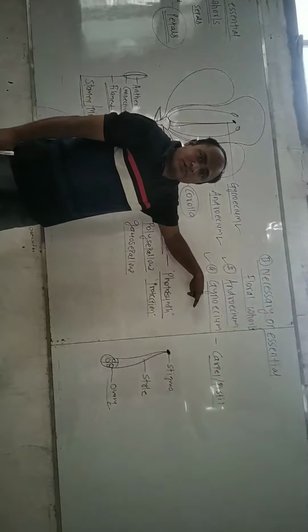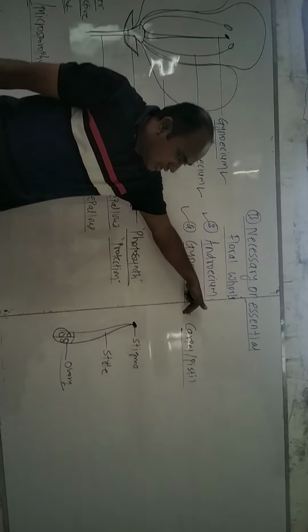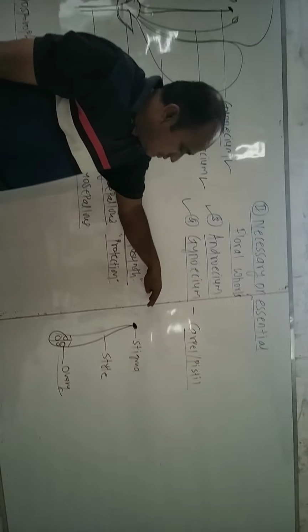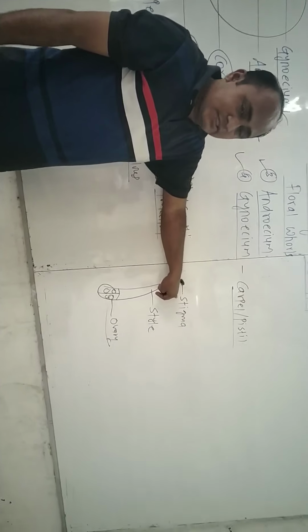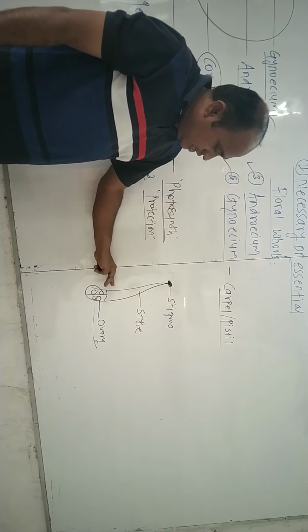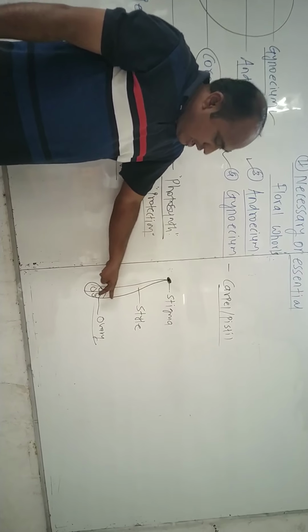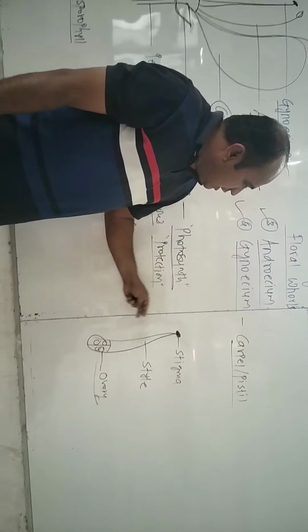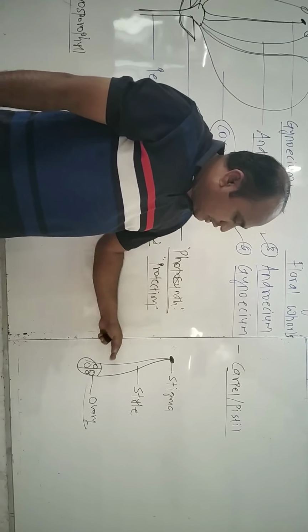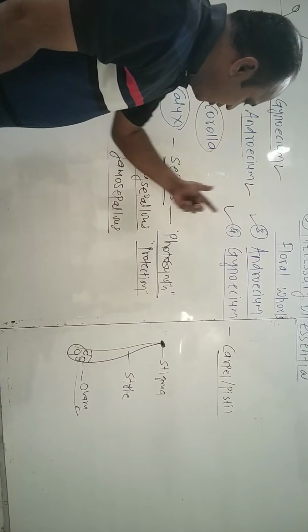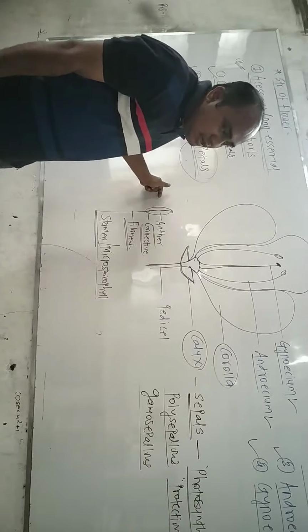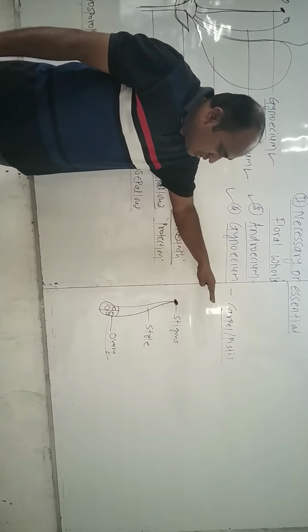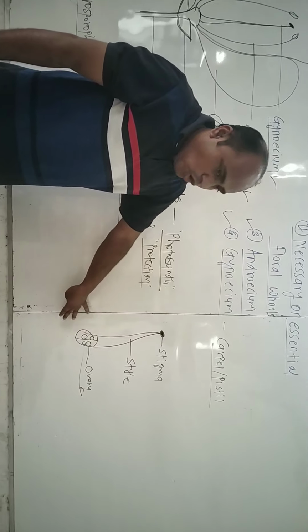Gynoecium is the fourth whorl of the flower. The individual member is called carpel or pistil, or it is also called megasporophyll. Here it is divided into three parts. The upper receptive part is called stigma, the second tube-like part is called style, and the lowermost part is called the ovary, which is the fertile part. So in the gynoecium or the carpel, the fertile part is the ovary, and in the androecium, the fertile part is the anther.